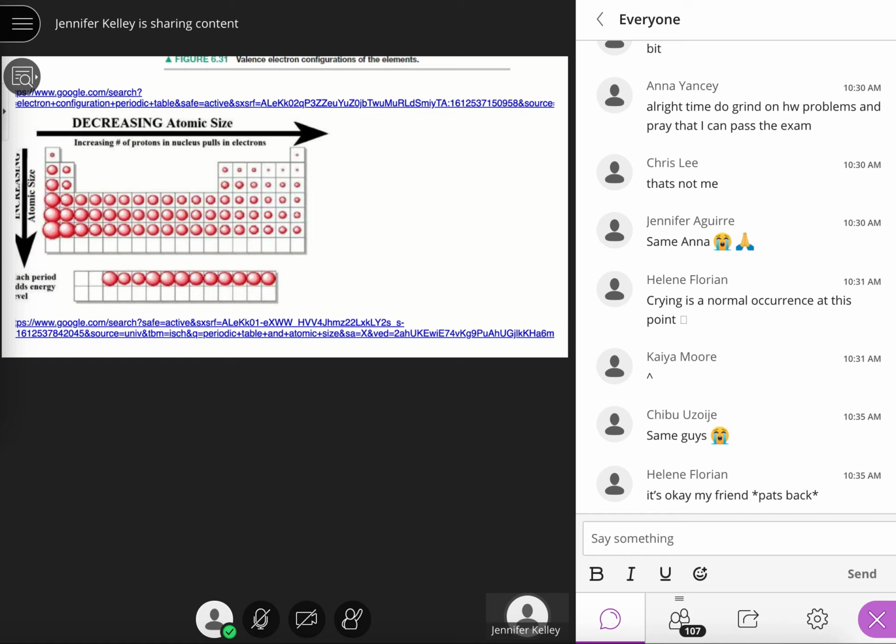And the effective nuclear charge is going to increase as you go from the left to the right. The effective nuclear charge is what's holding the electrons in the atom so that they don't just fly away from the atom. So as the effective nuclear charge increases, it's got more of a pull, so it's pulling the electrons in closer and closer, so that as you go from left to right, they get smaller and smaller.